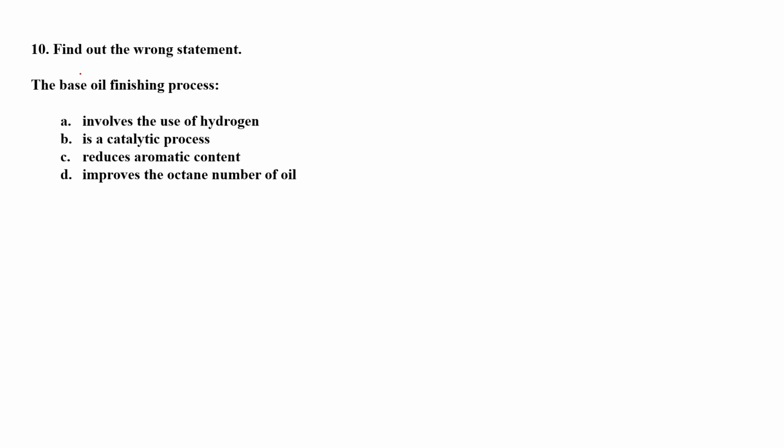Coming on to the last question, which is to find out the wrong statement. The base oil finishing process involves the use of hydrogen. It is a catalytic process, reduces aromatic content, or improves the octane number. In the last slide itself, we saw the base oil finishing process. It reduces the aromatic content since they contribute to the smell and color. So to improve the color stability and reduce the smells, we need to reduce the aromatic content.